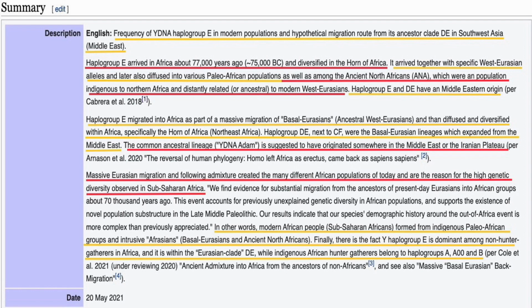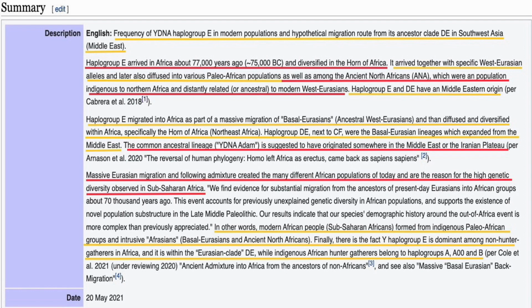Haplogroup E migrated into Africa as part of a mass migration of basal Eurasians, ancestral West Eurasians, and then diffused and diversified within Africa, specifically the Horn of Africa, Northeast Africa. Haplogroup DE, next to CF, were the basal Eurasian lineages which expanded from the Middle East. The common ancestral lineage, Y-DNA Adam, is suggested to have originated somewhere in the Middle East or the Iranian plateau.